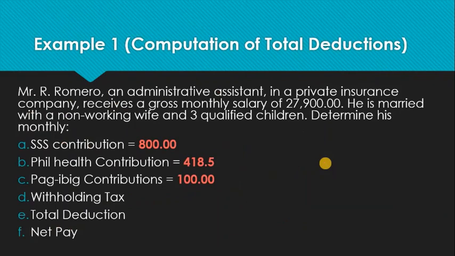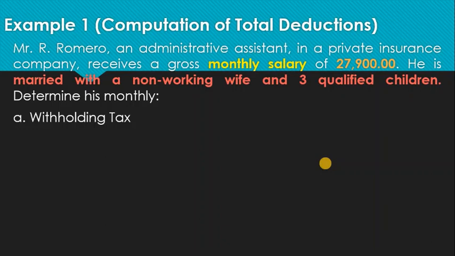So we are done with SSS, PhilHealth, and Pag-IBIG. Now let's proceed to withholding tax. For the withholding tax, as you can observe, we are basing on the table down here. Before we identify the withholding tax of Mr. Romero, let's identify the salary. The gross pay is 27,900. When did Mr. Romero receive this salary? Every month. So from the table, we are going to check the monthly column.